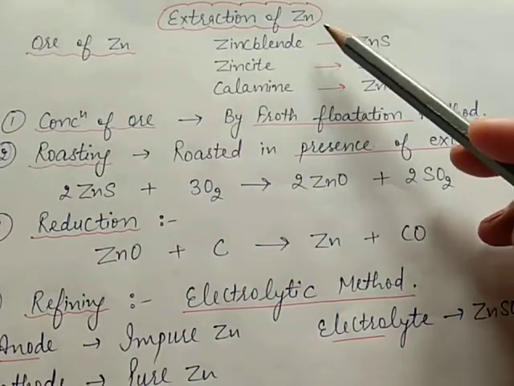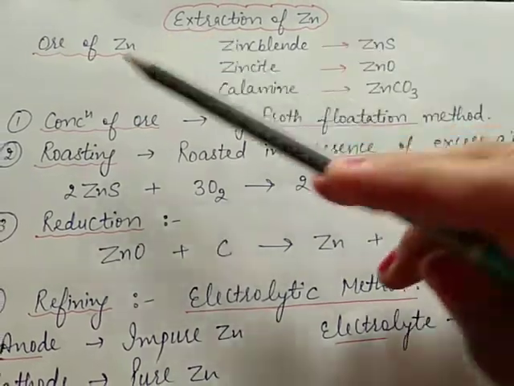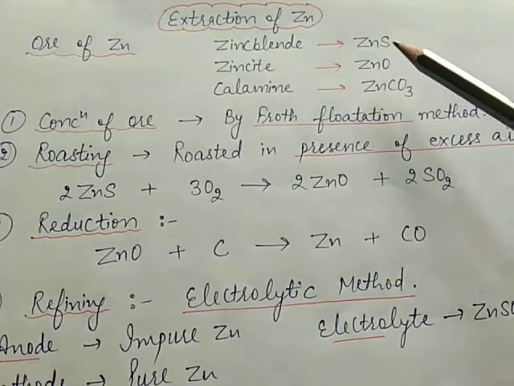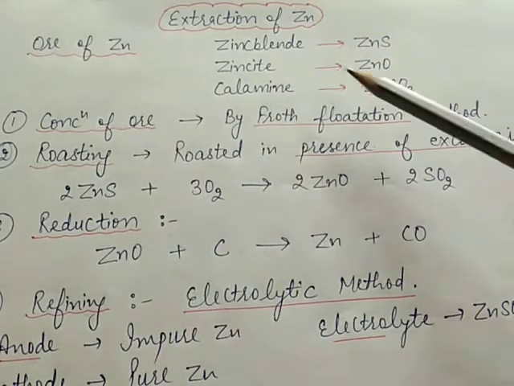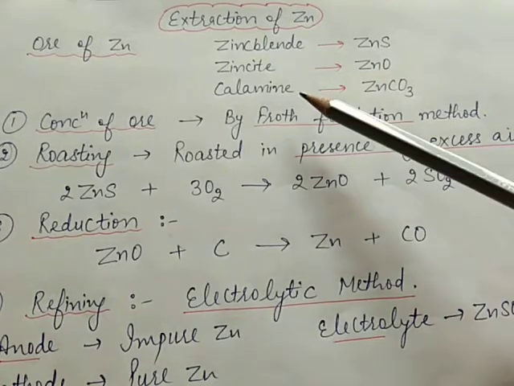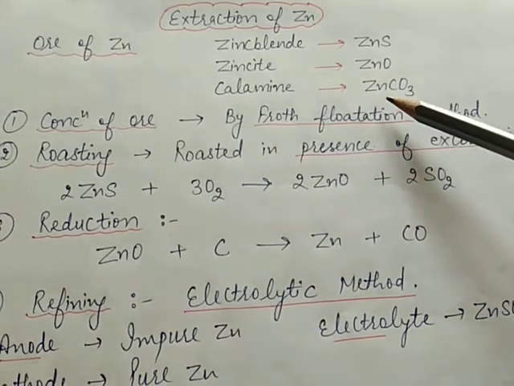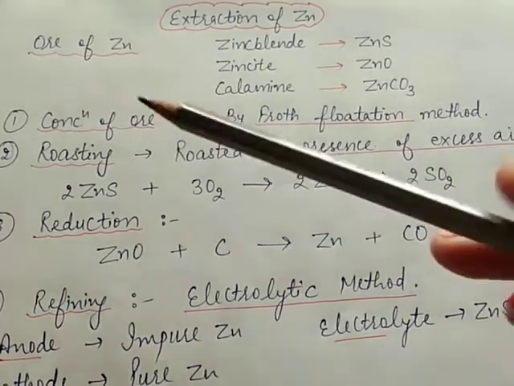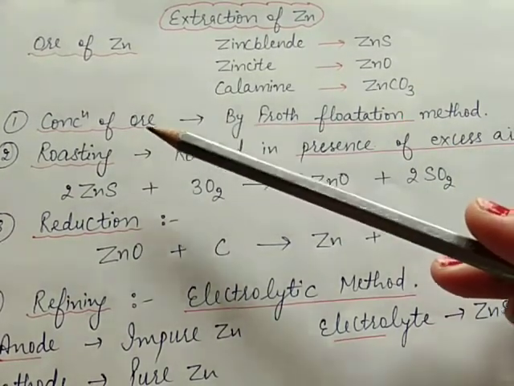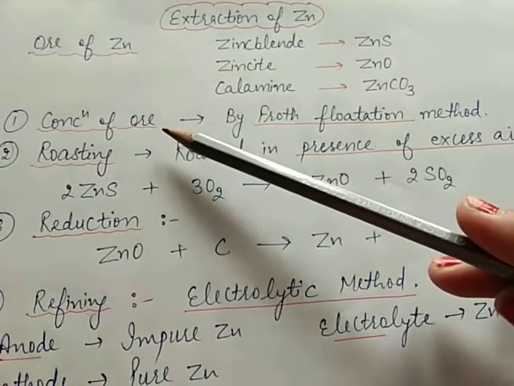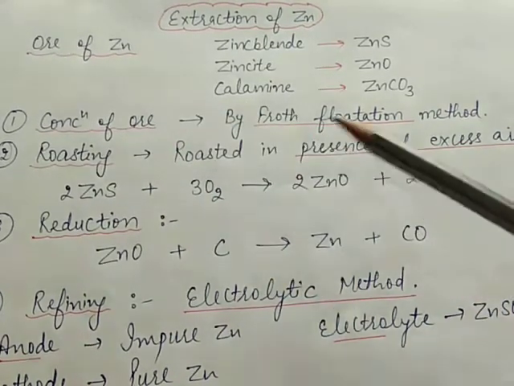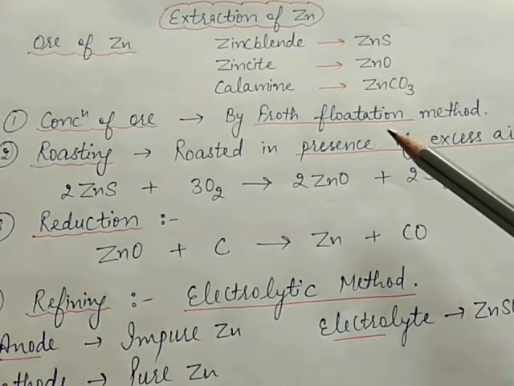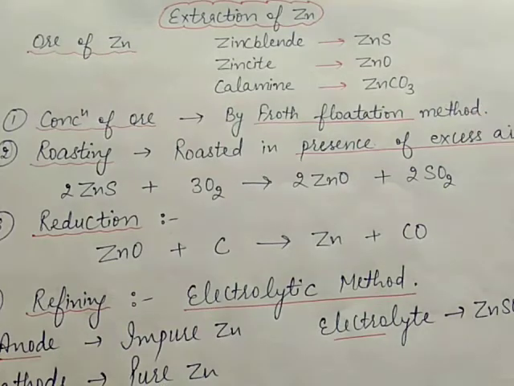Now the last topic is the extraction of zinc. The ore of zinc, that is zinc blende, formula is ZnS. Second is zincite, ZnO, calamine, ZnCO3. These are the ores of zinc. Now the process: step number 1, concentration of ores. In this step, the ore is concentrated by the froth flotation method.